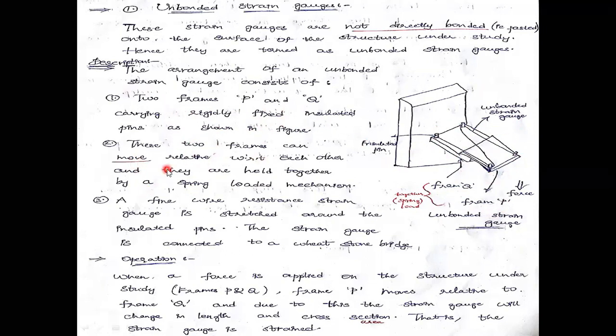దీస్ టూ ఫ్రేమ్స్ కెన్ మూవ్ రిలేటివ్లీ విత్ రెస్పెక్ట్ టు ఈచ్ అదర్. ఈ టూ ఫ్రేమ్స్ కూడా మూవ్ అవుతాయమ్మా, ఇటు ఇటు మూవ్ అవుతుంది అనమాట. అంటే ఇట్లా ఇట్లా మూవ్ చేయొచ్చు, దగ్గరికి కావాలంటే దగ్గరికి, ఎలాంగేషన్ కావాలంటే ఎలాంగేషన్, అట్లా చేసుకోవచ్చు అనమాట. Relatively these two frames can move with respect to each other, and they are held together by a spring loaded mechanism. A fine wire resistance strain gauge is stretched around the insulated pins. ఆ insulated pins యూస్ చేసుకొని ఈ స్ట్రెయిన్ గేజ్ని మనం స్ట్రెచ్ చేస్తాం అనమాట.